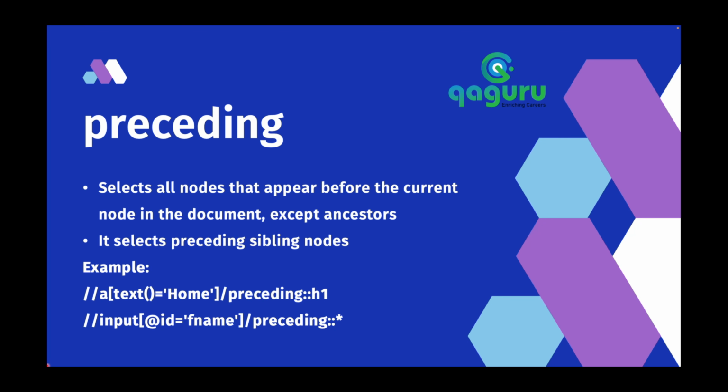Now let's learn the preceding XPath axis. It selects all nodes that appear before the current node in the document except its ancestors. It selects preceding sibling nodes though. Okay, let's take a couple of examples here.